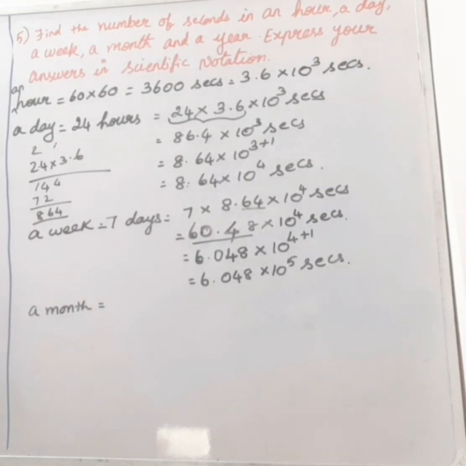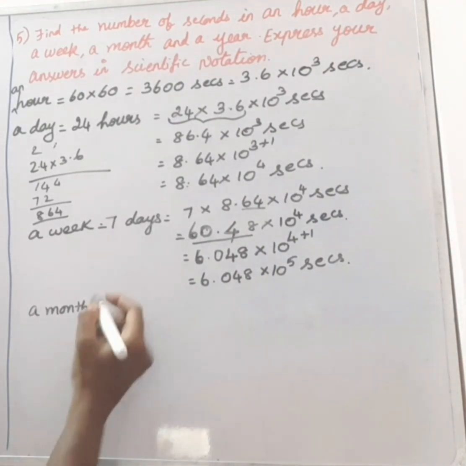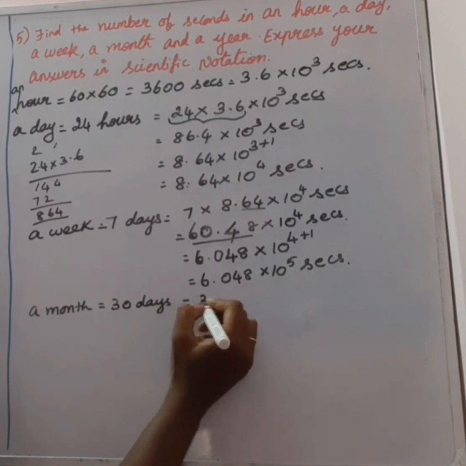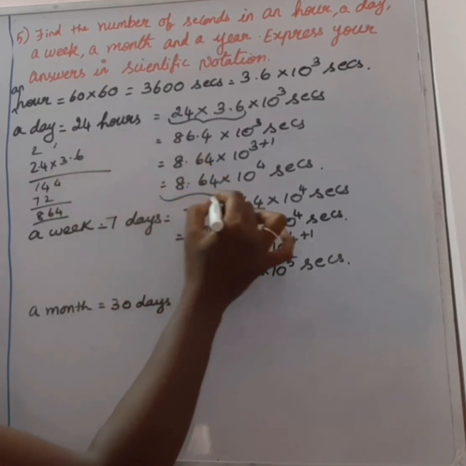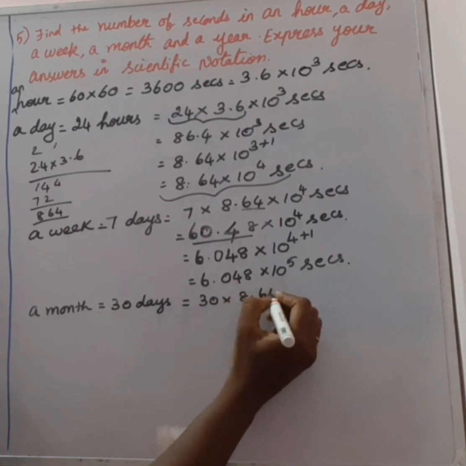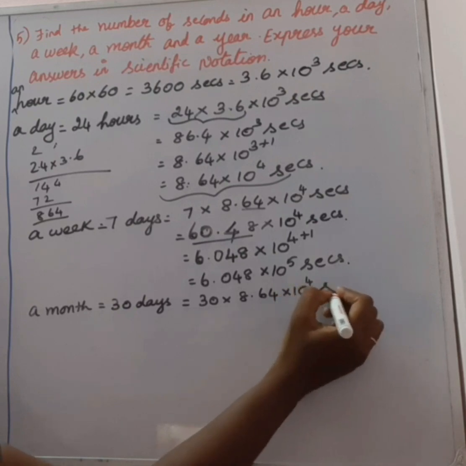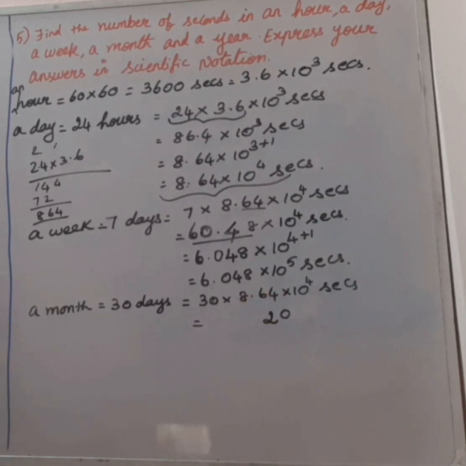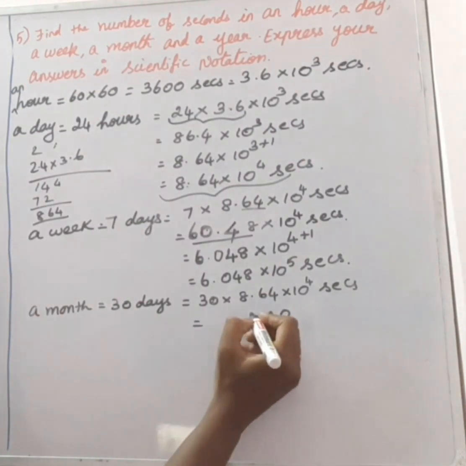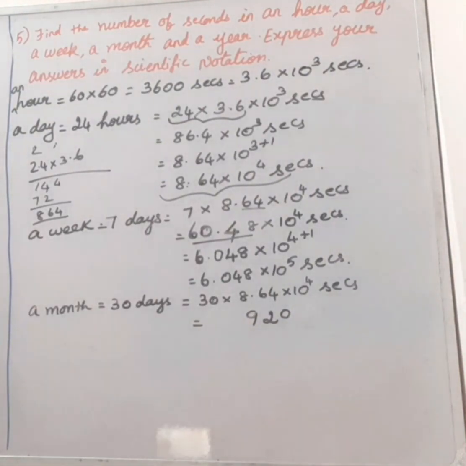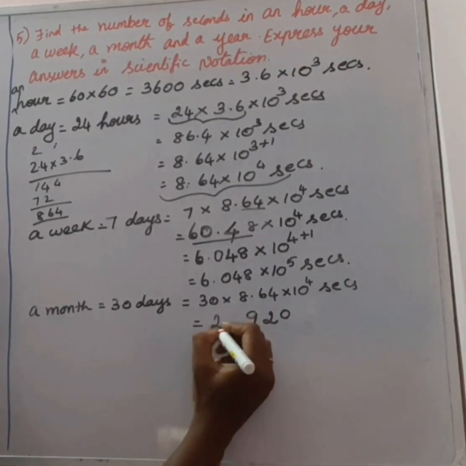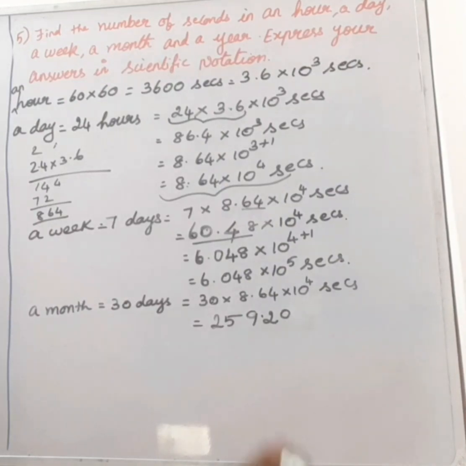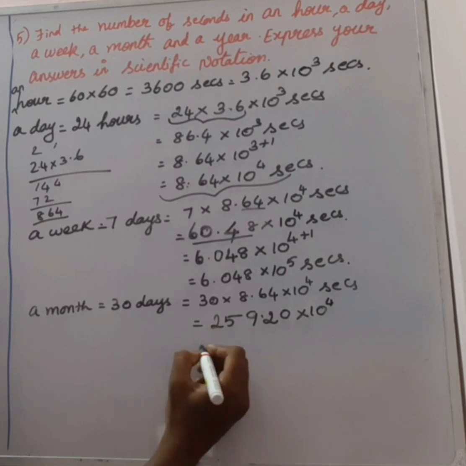Okay. So 30 days. So what is the answer for 30 days? We want to take it as 30 into the value of 1 day. 8.64 into 10 power 4 seconds. Now multiply these two. 3 4s are 12, remainder 1. 3 6s are 18. 18 plus 1 is 19. Remainder 1. 3 8s are 24. 24 plus 1 is 25. So 2 digits after the decimal. So 259.20 into 10 power 4. Change that into scientific notation.